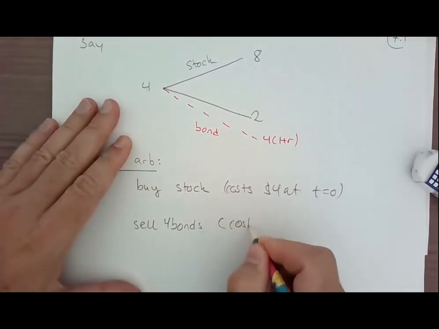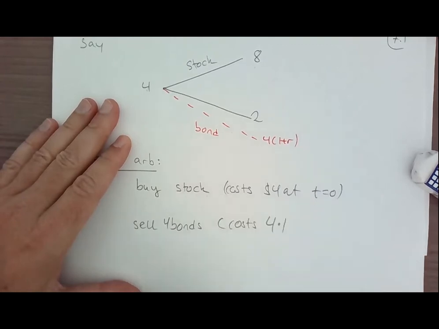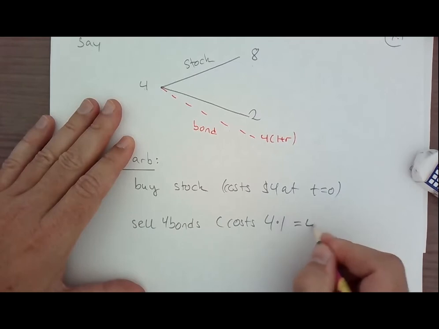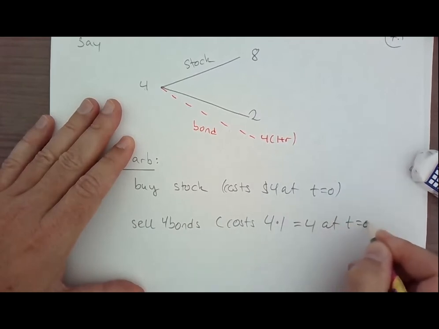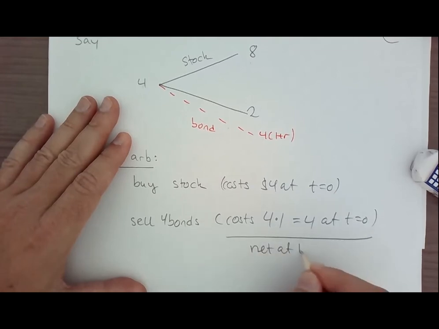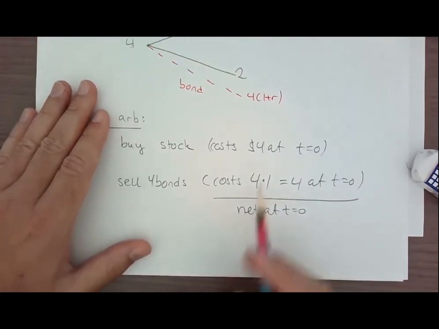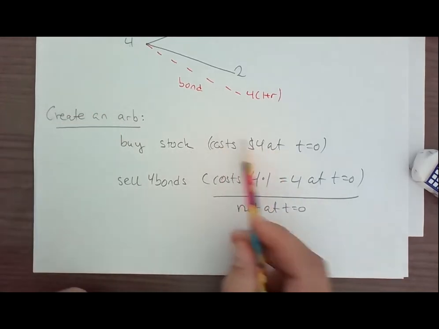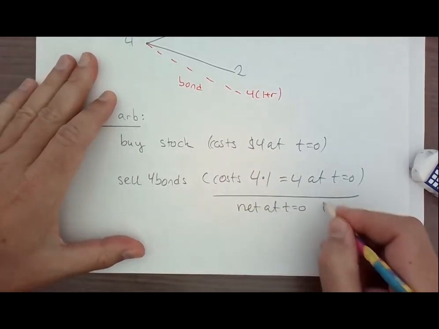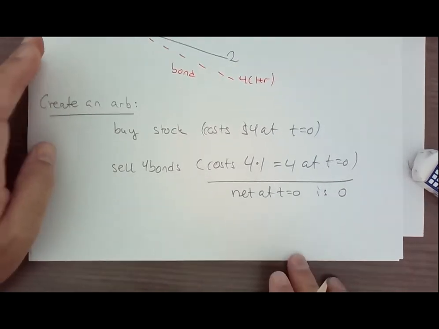This is going to cost you 4 times the $1, right? Because each bond was 1. So this is going to cost me 4, also at time 0. Right, so the net payment is going to be, well, you have to pay $4 and you're going to get $4. So the net effect at time 0 is 0.